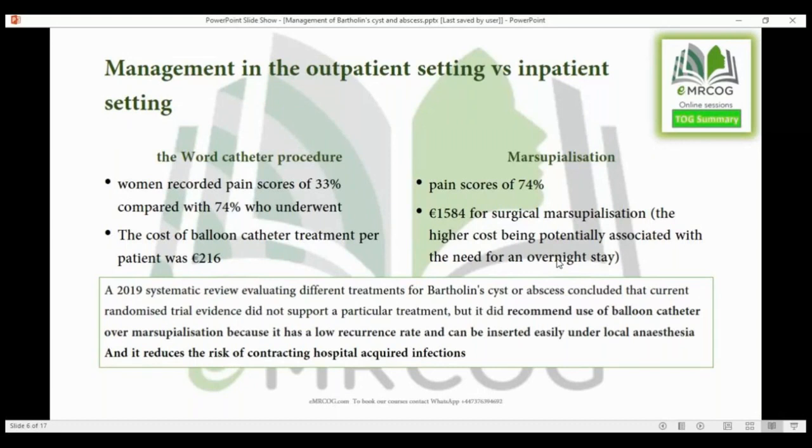The pain score is very low, and it costs less, which is very important, and does not need a hospital stay. So not only are we saving money, but we also have a reduced risk of contracting hospital-acquired infections, which is very, very important. On the other hand, marsupialization or inpatient management has a higher pain score, of course, but it is definitive management with less recurrence, and it costs a lot, mainly because of the overnight stay.